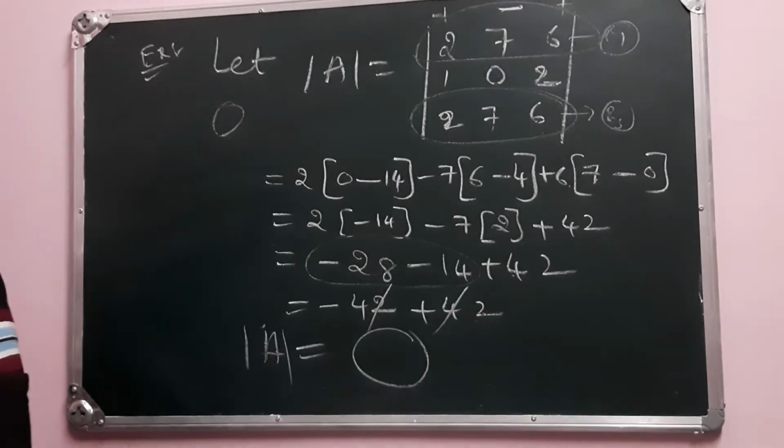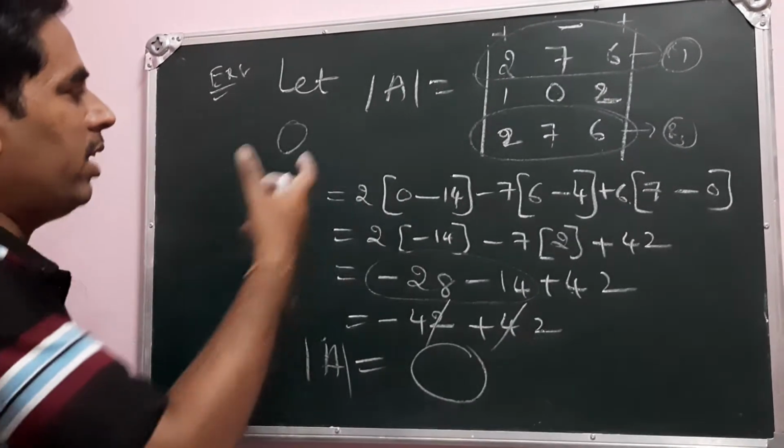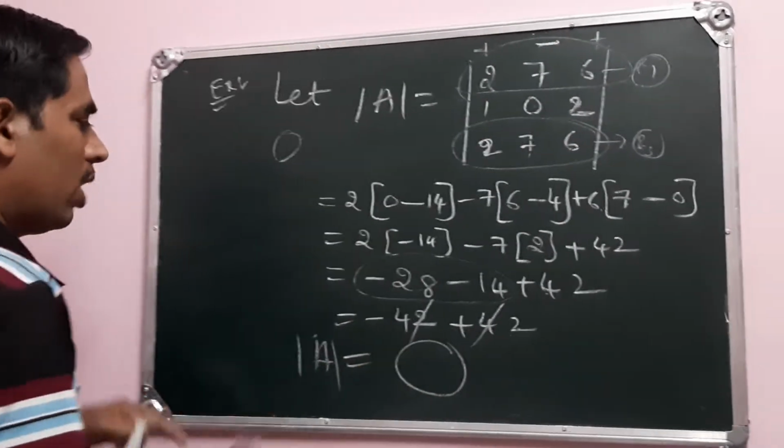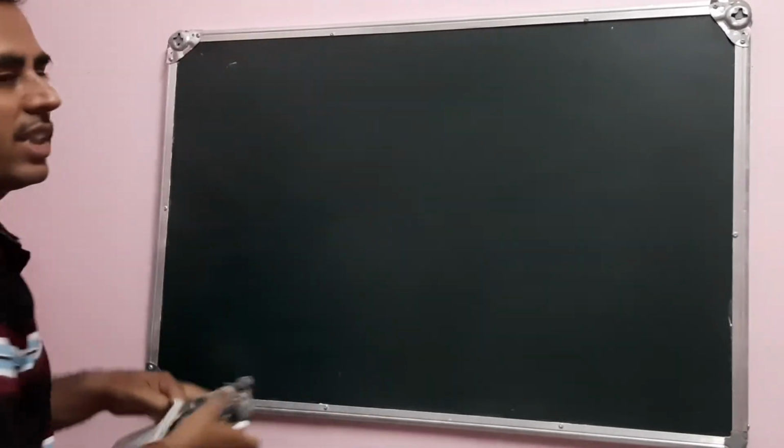We can remember this. If any two rows or columns of a determinant are same or identical, then value of the determinant will be 0. So we need not expand in such cases.